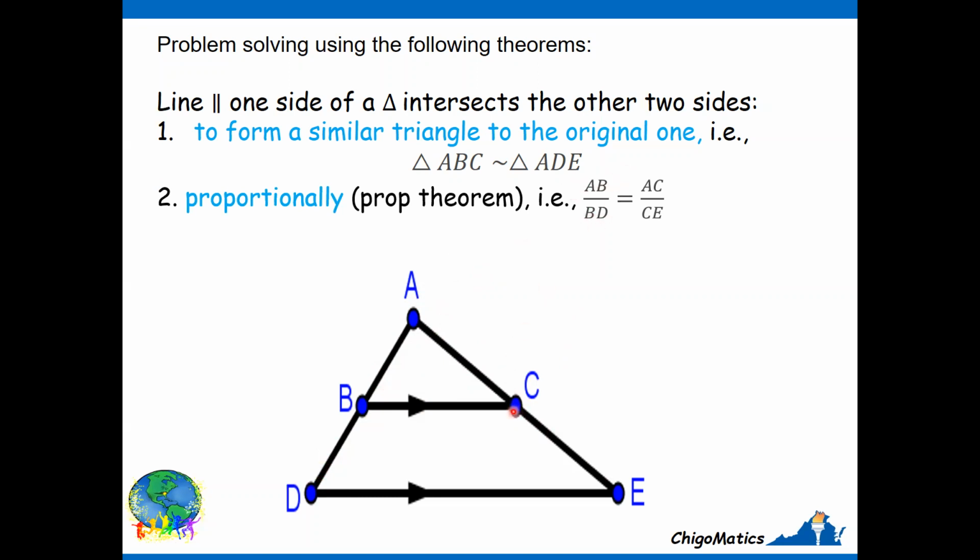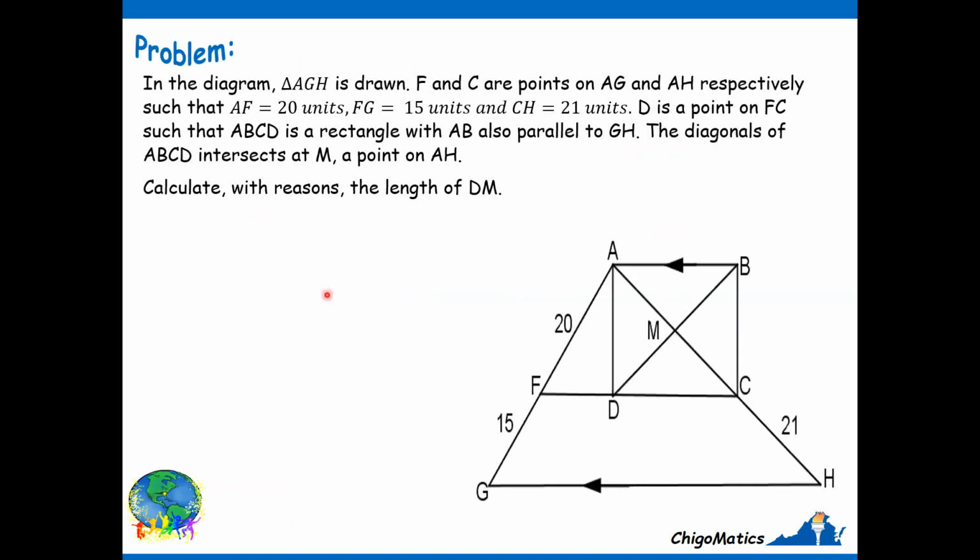Point C divides side AE in a ratio AC over CE. But these two ratios are the same. Now, let us look at this problem.